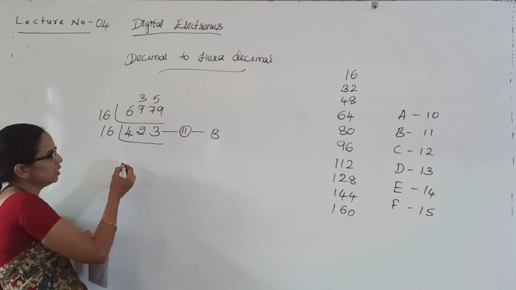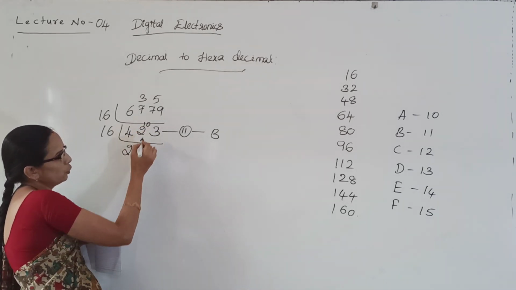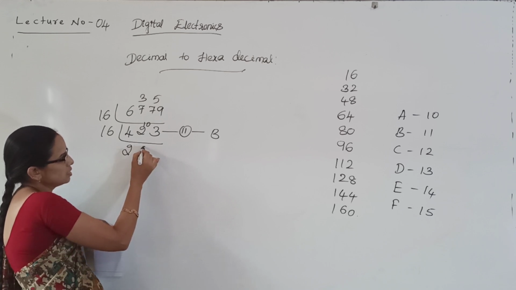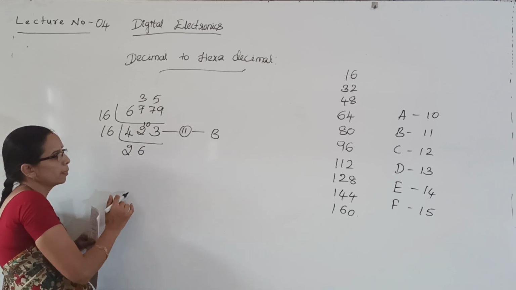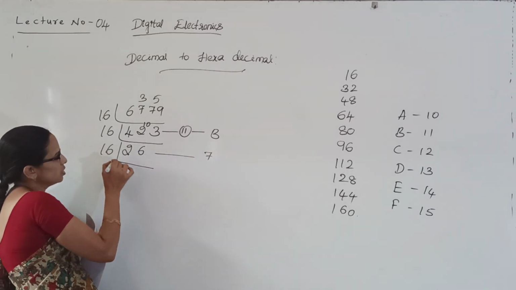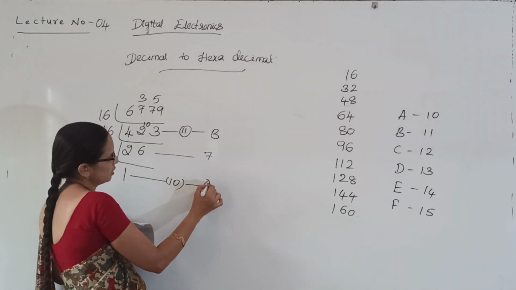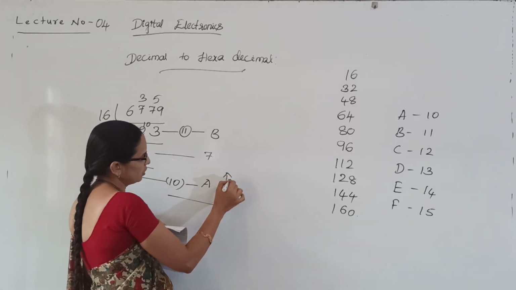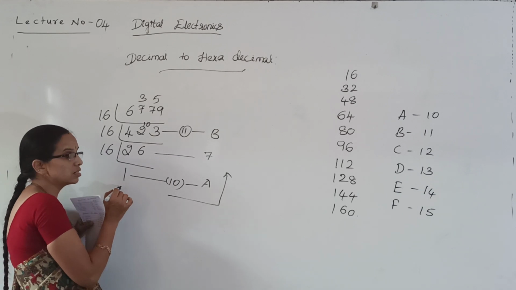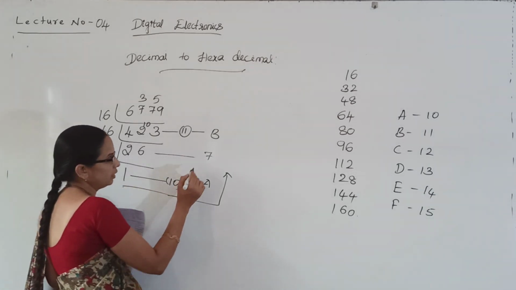Okay. 16 twos are 32, 10 is remaining. Then 103, that is 16 sixes are 96, 7 is remaining. 16 ones are 16, 10 is remaining. That is represented as A. So if you move in this direction, don't forget to consider this one also. You have to consider this one. 1A7B.